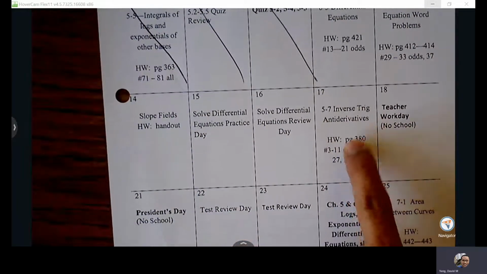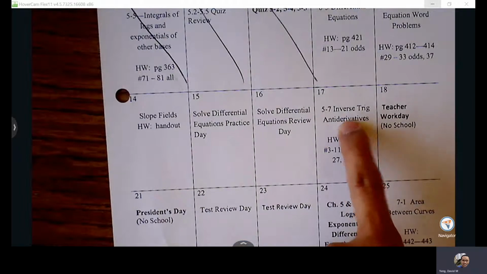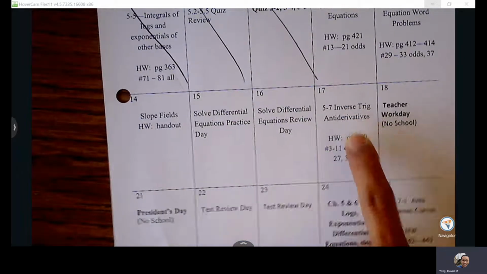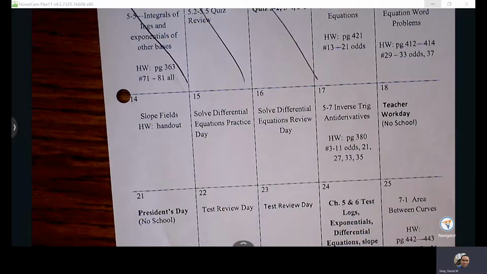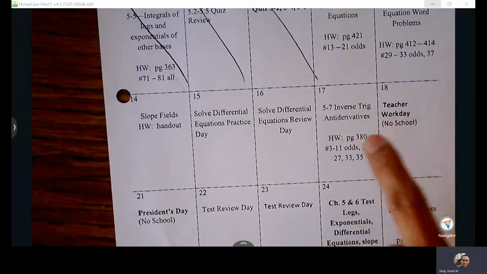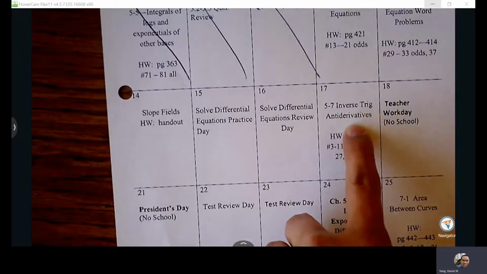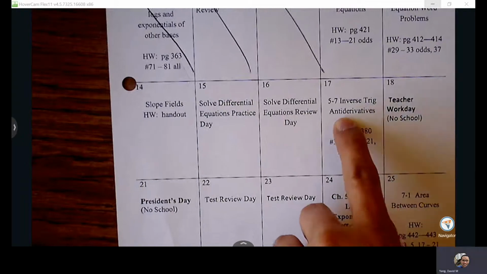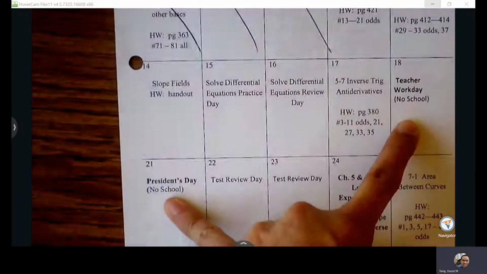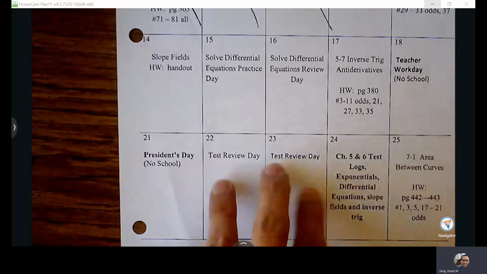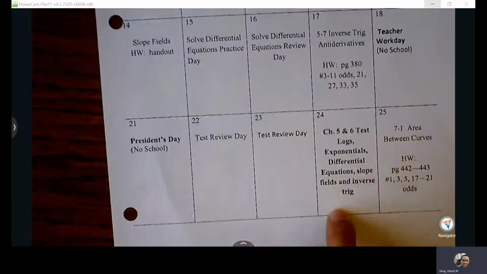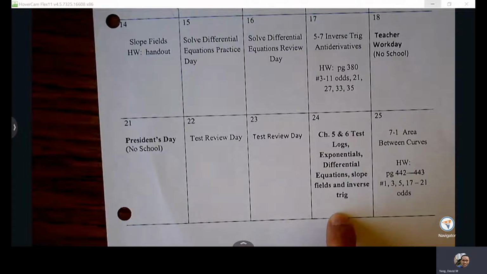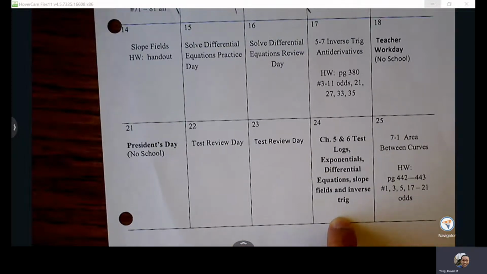Thursday, we have our last lesson of the unit, which is inverse trig antiderivatives. We're taking all the derivative rules that we learned first semester with inverse trig and taking the antiderivatives of them. A lot of it uses substitution as well. We have a long weekend coming up, and then 2 days of test review, and then the chapter 5, 6 test. Not next Thursday, but the Thursday after next. Yes.